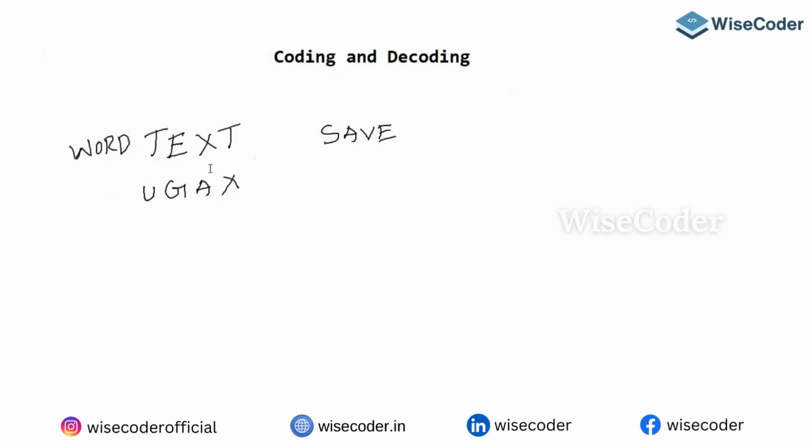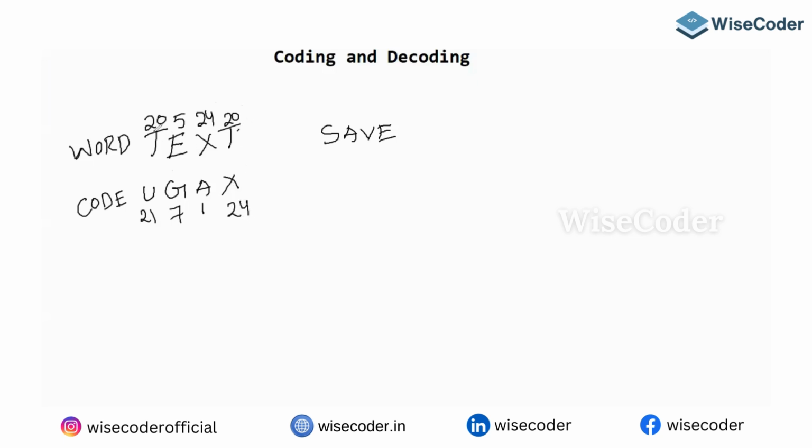So this is the code that was given, UGAX. Then what is the code for SAVE? Look here, 20 and 21, E 5, G 7. X is what? X is in position 24, T is in position 20, A is in position 1.